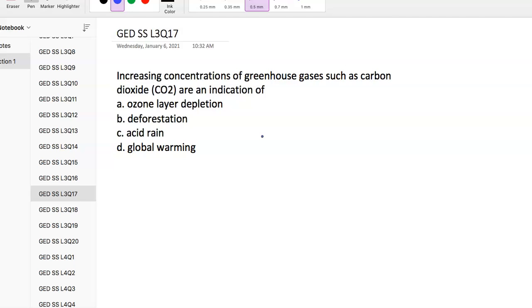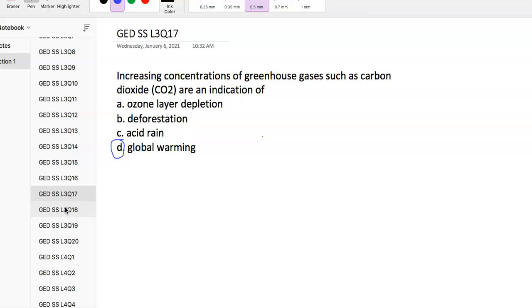All righty, different type of question here. Increasing concentrations of greenhouse gases, such as carbon dioxide, are an indication of global warming. Hopefully it was the answer that you picked. A lot of people do pick ozone layer depletion, right? But we want to know the basic difference. We don't have to get into a lot of detail of these terms here. Global warming and climate change are terms for the observed century-scale rise in the average temperature of the Earth's climate system and its related effects. Global warming is mostly being caused by human activities, mainly increasing concentration of greenhouse gases, such as carbon dioxide.